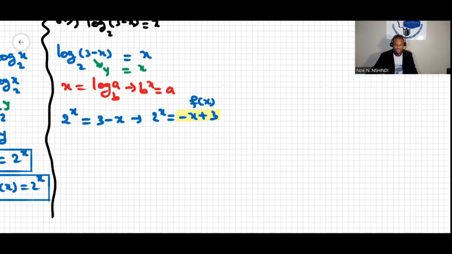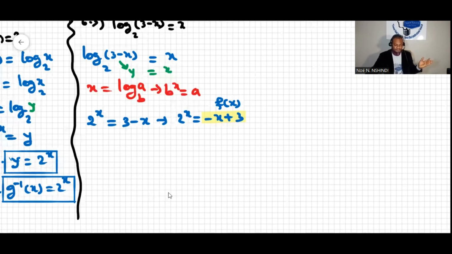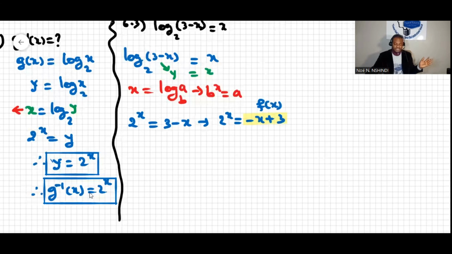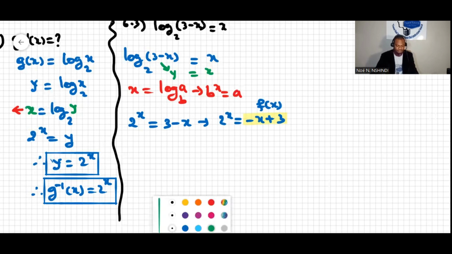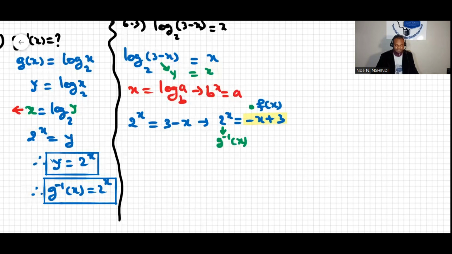So that's the line. Remember we got g minus 1 equal to 2 to the power of x. So it is the reflection of the graph of g about the line y equal x to obtain g minus 1, and then we determine the point of intersection of f and g minus 1. This is g minus 1, and that was f of x. So that's how we can explain it.